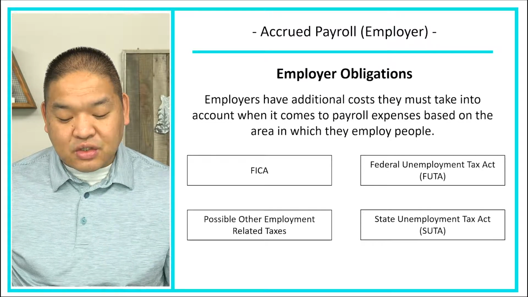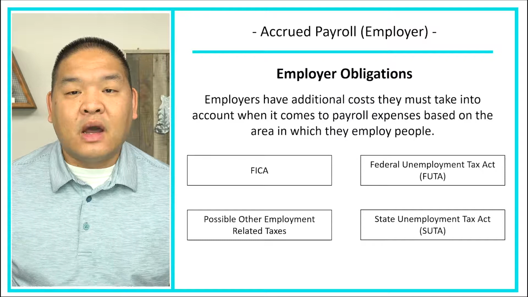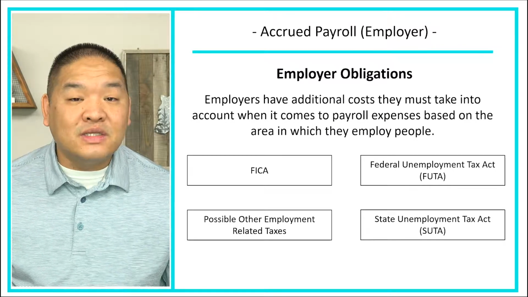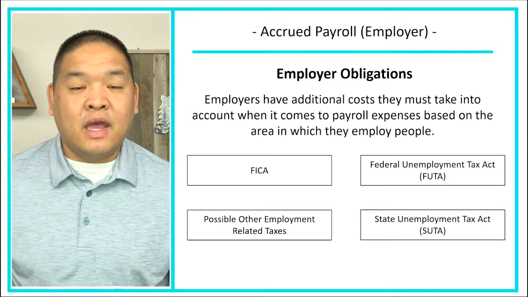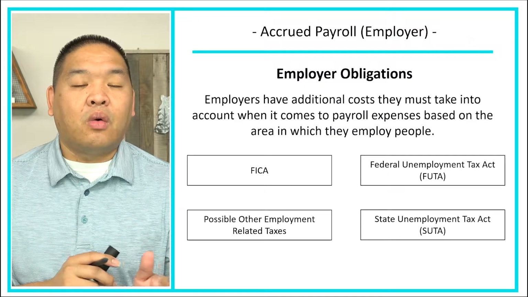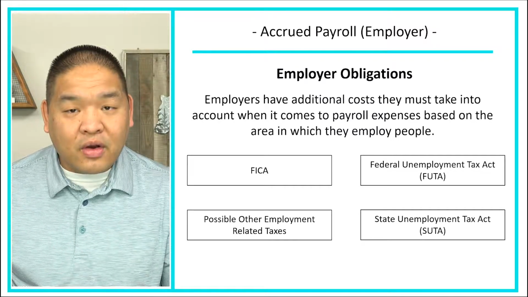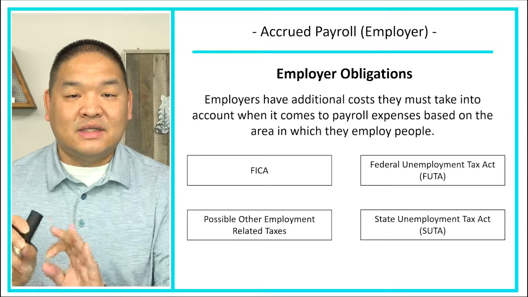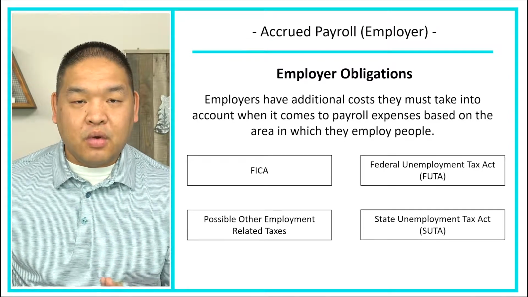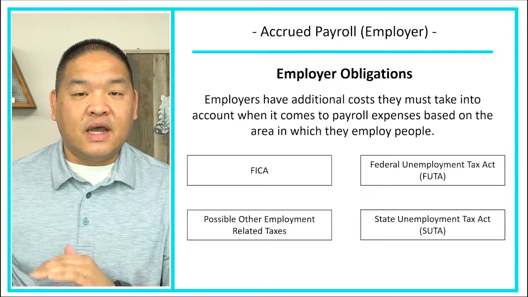And again, additionally, there may be other possible employment related taxes that we're not going to cover, but it is going to be required to be paid by the employer depending on what state they are in or what county they're in or even what city they are in. So these are employer obligations. So the employee doesn't pay a dime into these taxes. It is all the employer when it comes to funding this FICA, FUTA, and SUTA.